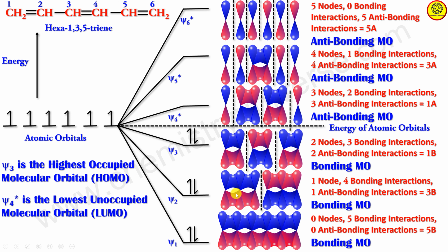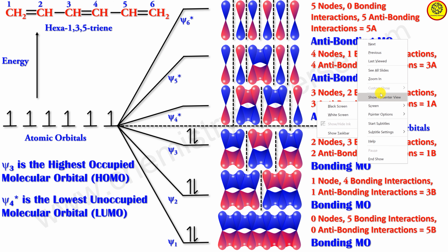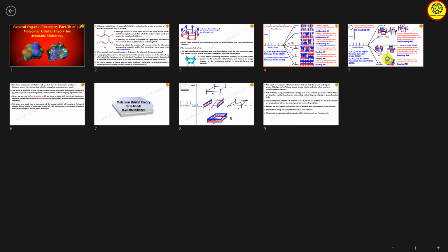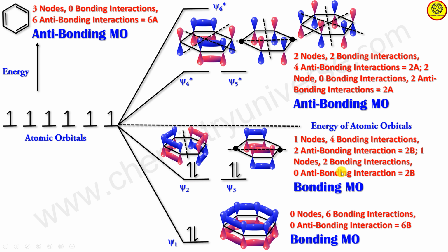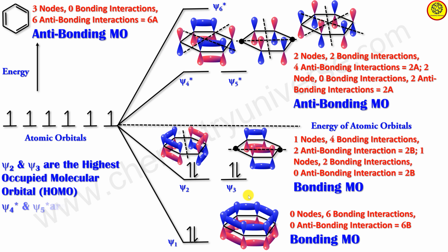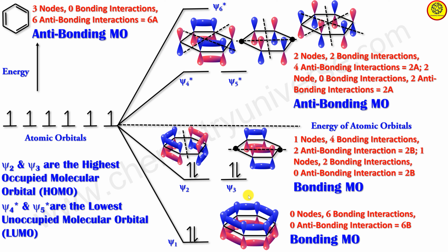Just check this out. The second one had 3 bonding net, but the top one had only 1 bonding. Whereas now, we have a different situation. Here both of them have 2 bonding. That also results in a decrease of energy, and that helps to make the system more stable than the linear one. And again, Psi2 and Psi3 are the HOMO, and Psi4 star and Psi5 star are the LUMO.